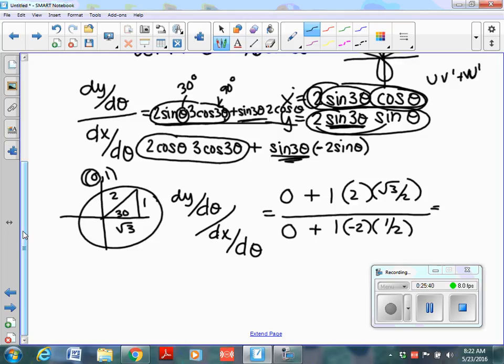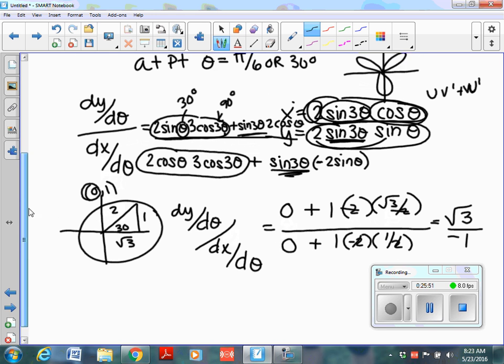So, what is the derivative finally? The 2's cancel out, and you're left with the square root of 3. The 2's cancel out, you're left with a negative 1. So what is the slope? The slope is a negative square root of 3.